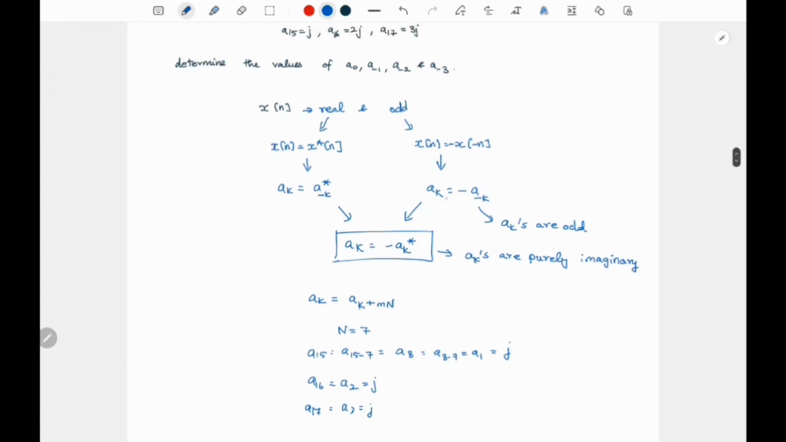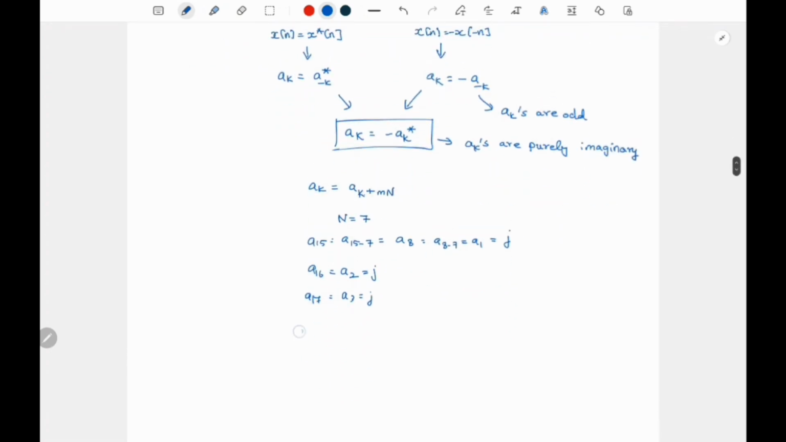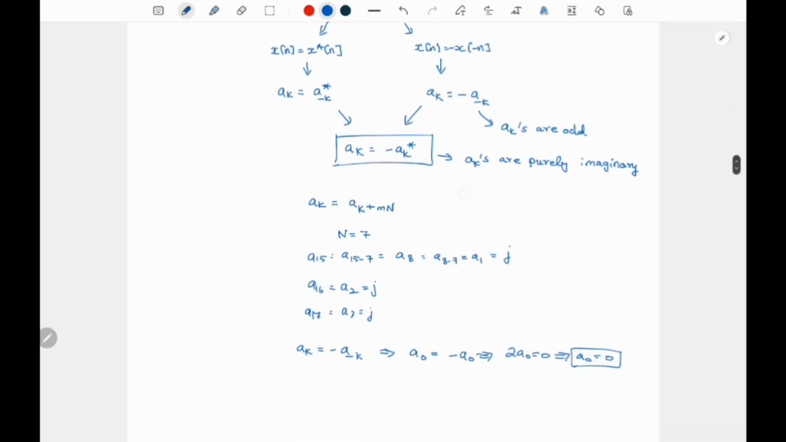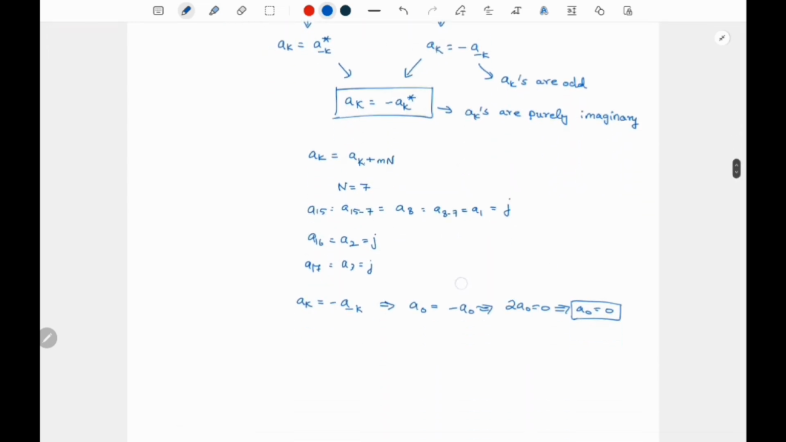And since it is odd, ak equal to minus a minus k, your a0 is equal to minus a0, which implies that 2a0 equal to 0, which implies that your a0 is equal to 0. So a0 we have found; now a minus 1, minus 2, minus 3. So a1, 2, 3 we have found.